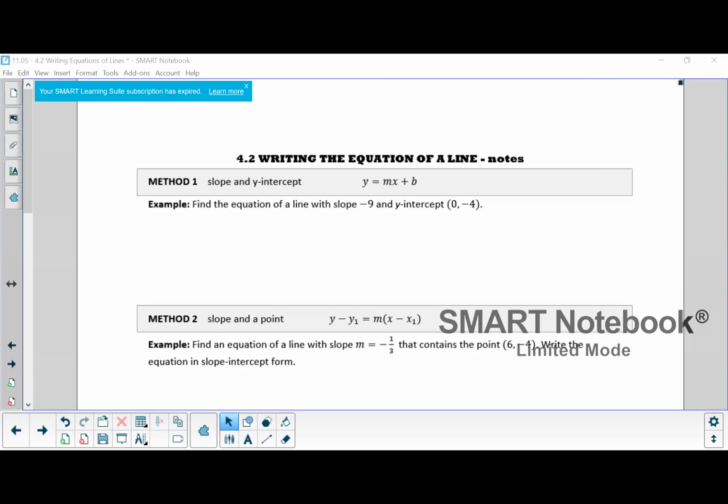Okay, if you're copying by hand in Zoom, just copy the method 1 section for right now. Don't copy method 2. I'll give you some time to copy that when we get there, okay?